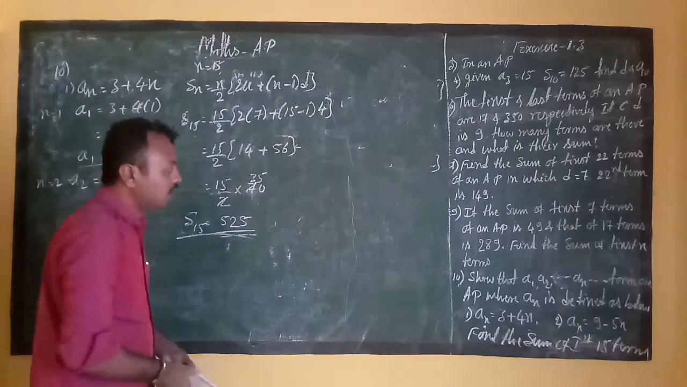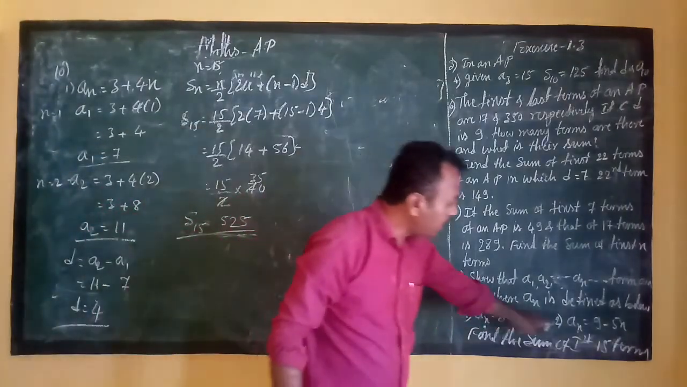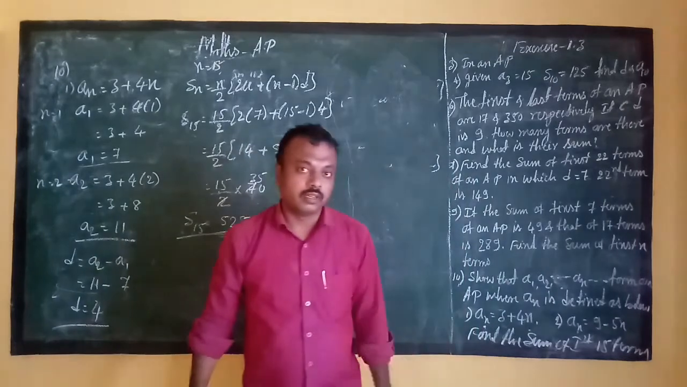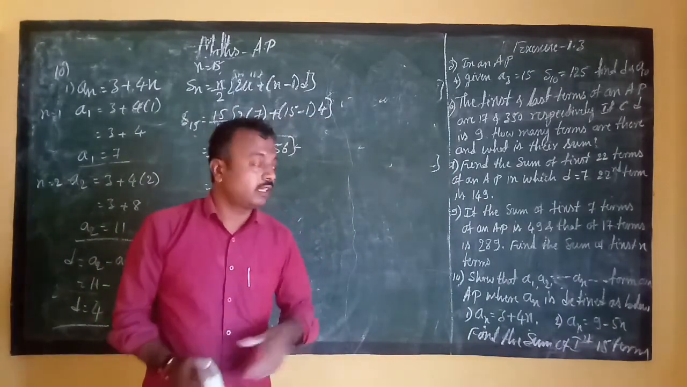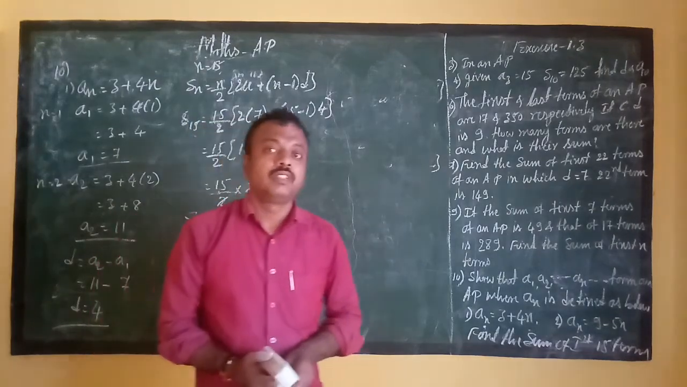So like this, we have to solve the second question, AN is equal to 9 minus 5n. Okay students. In the next class we will continue with exercise 1.3. Thank you students.